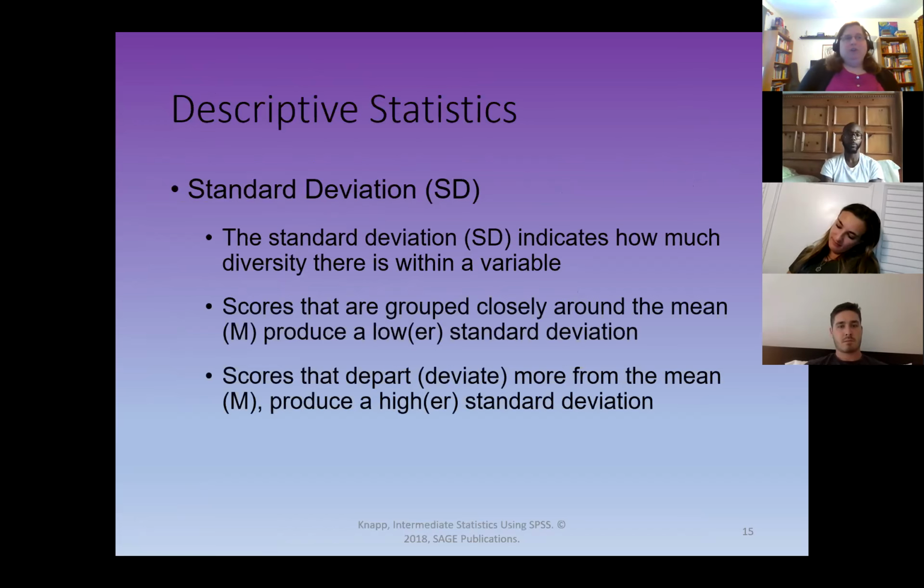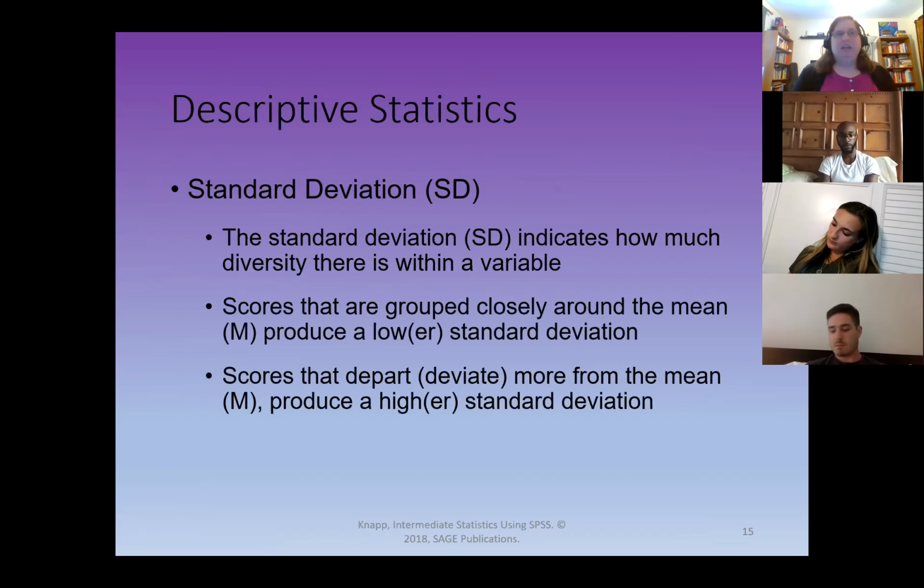One of the big statistics you're going to encounter a lot, and I'm sure you probably have in research articles to date, is the standard deviation. It's a great way to indicate how much diversity there is within a variable. It's the most used method for indicating variability. Scores that are grouped closely around the mean produce a lower standard deviation. Scores that deviate more from the mean produce a higher standard deviation. And remember, M and X bar are your typical symbols for the sample mean.